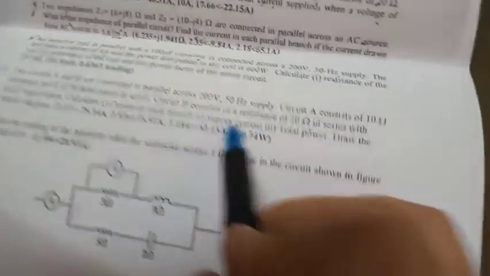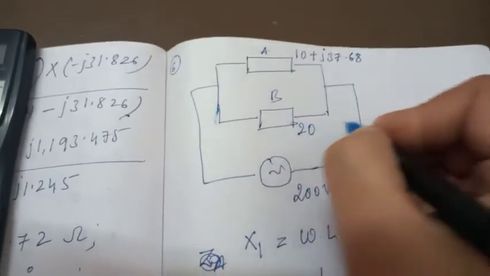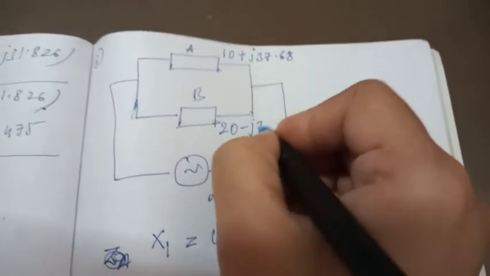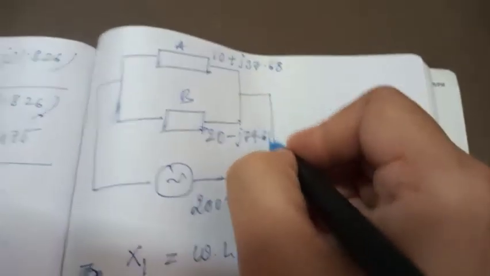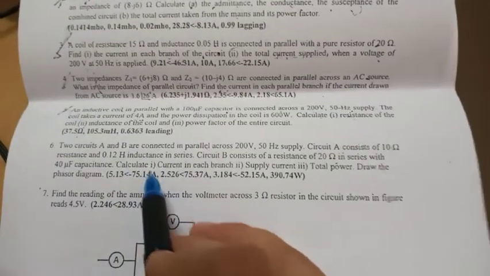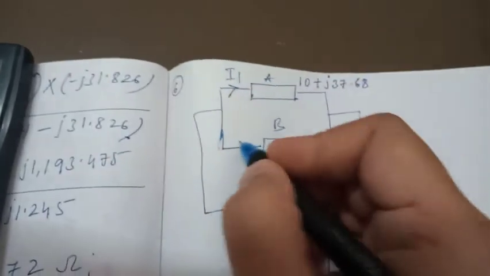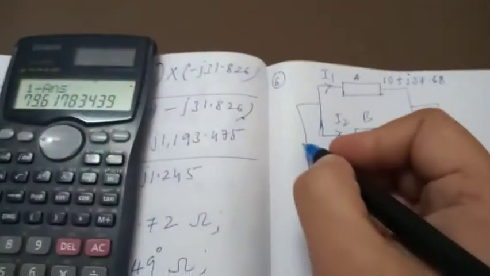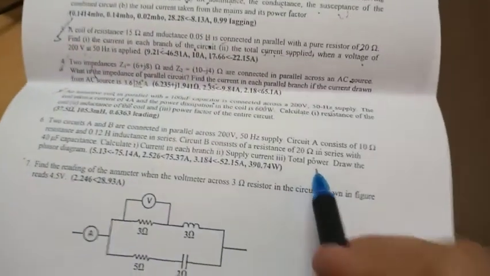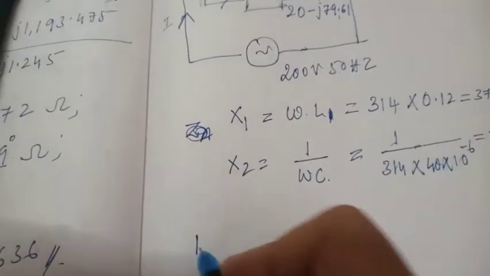So what is the impedance of circuit B? 20 ohm in series with capacitance, so it is capacitive and I have to take minus j: 20 minus j79.61. Both are connected in parallel. Calculate current in each branch, I1 and I2. Next, the supply current I, the main current. Next, the total power drawn.